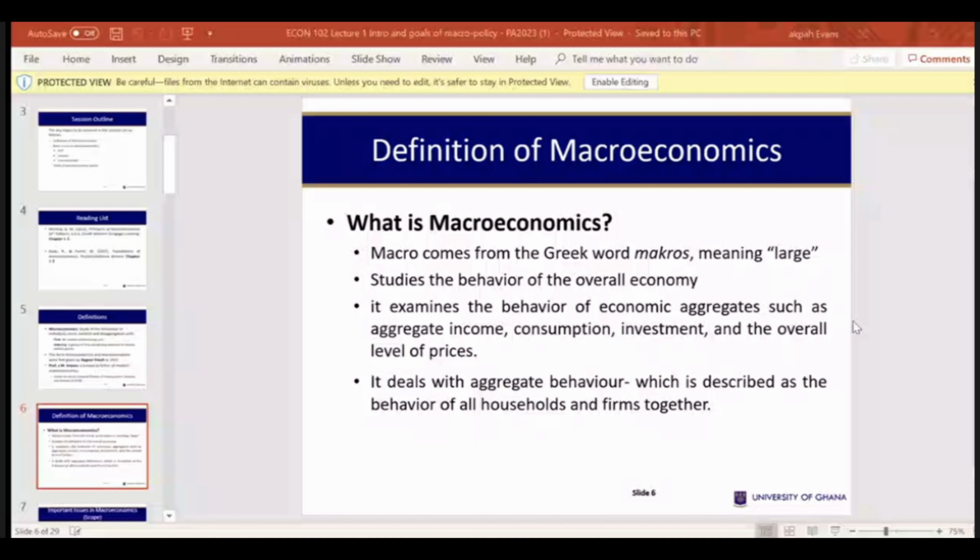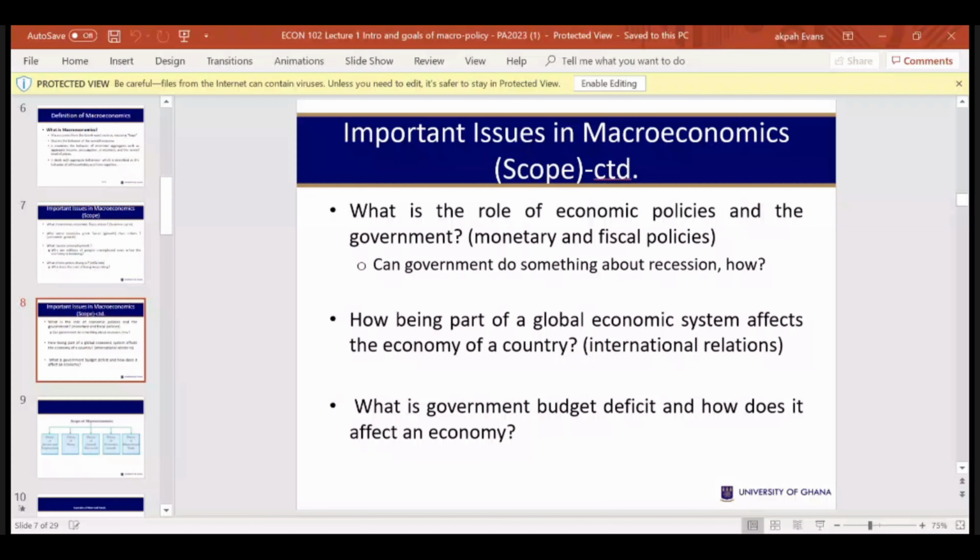Okay, so let's make progress. So we want to find out the scope. The scope is telling you that we are trying to address macroeconomics. Unemployment issues are also within the scope of macroeconomics. So why are millions of people unemployed? What role does the government play? And what role do the various economic policies churned out by government play? We have various policies, but they could be grouped into two major policies.